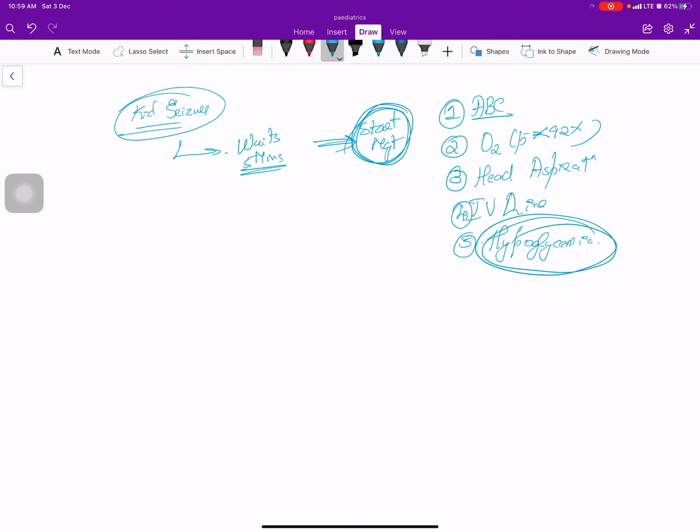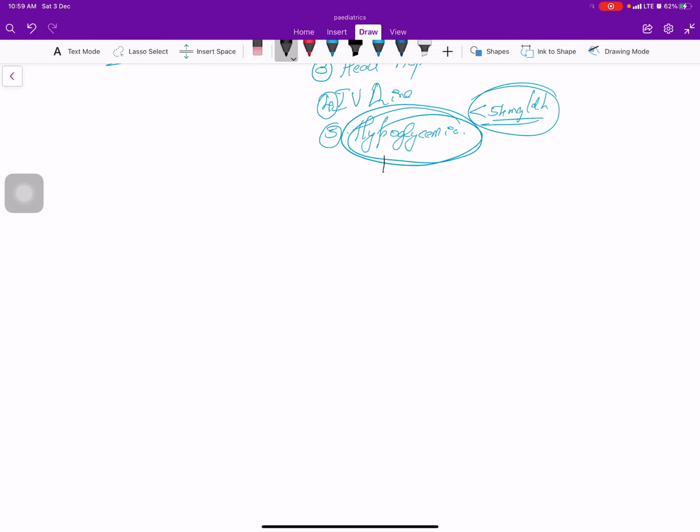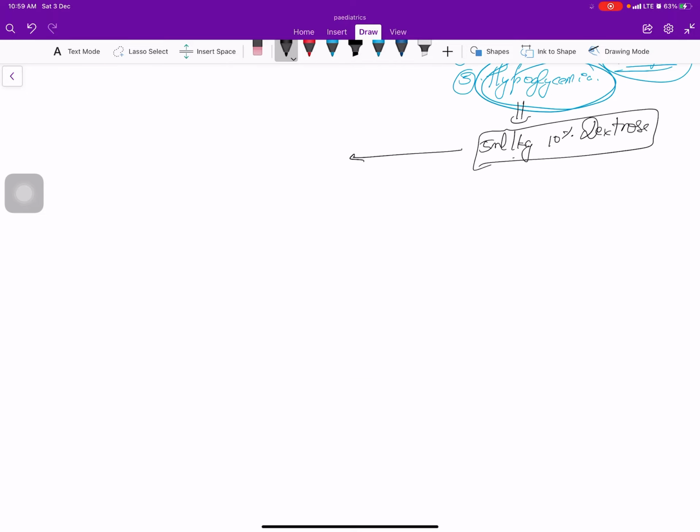So, how is hypoglycemia prevented? When is it hypoglycemia? When it's 54 milligram per deciliter. Remember, neonatal hypoglycemia was 45. Here, hypoglycemia is 54. What are we going to give? 5 ml per kg of 10% dextrose. If the seizure still persists, now come to the treatments. IV benzodiazepine. Still persisting, IV phenytoin or fosphenytoin.